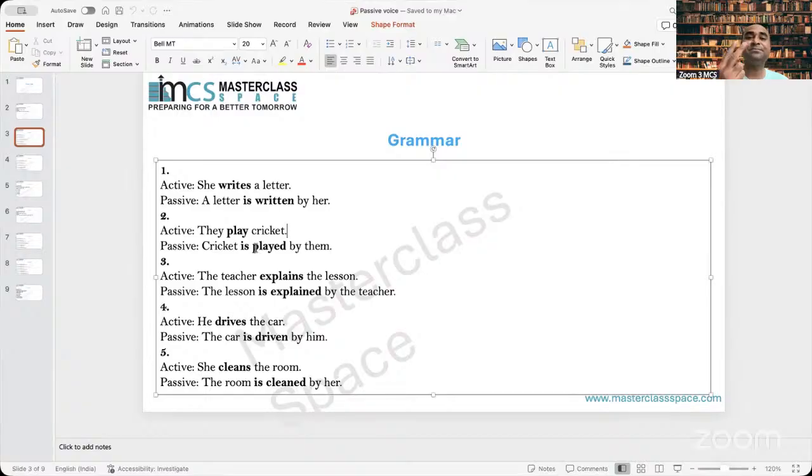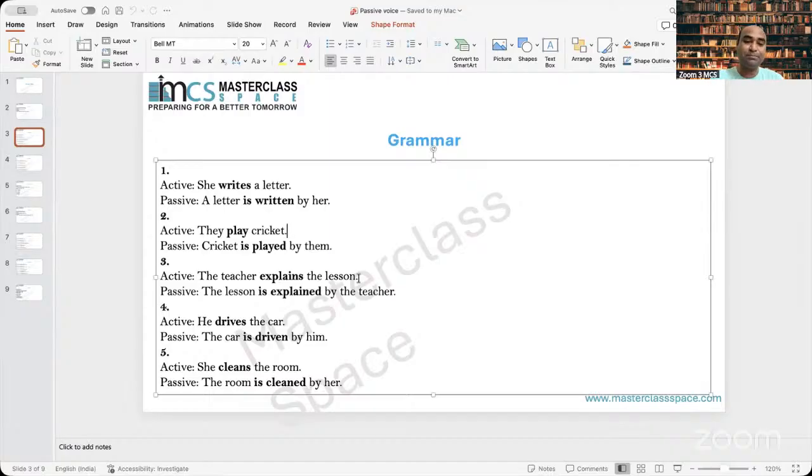One is, two are, am, three. So one of three you have to pick, and that will be decided as per the word that you are going to start with. So cricket is played by them. Teacher explains the lesson. So what is the word just after explain? That is lesson. So the lesson is explained.